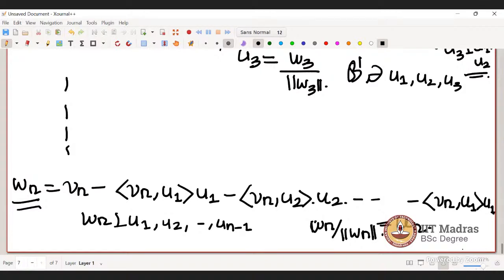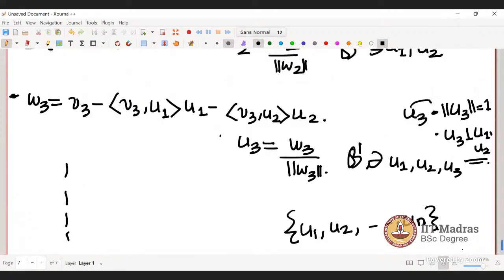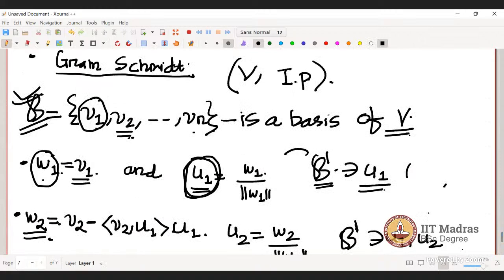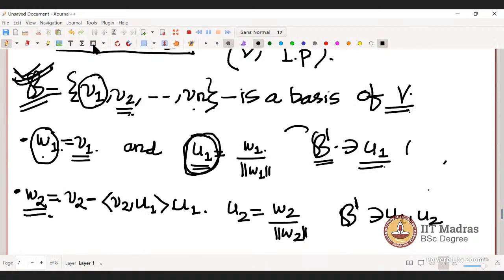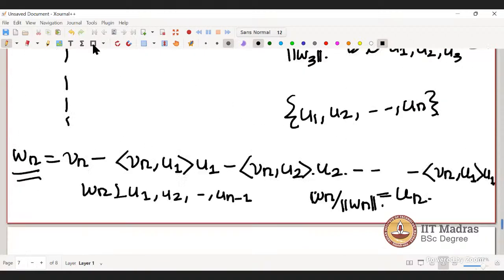So then if I do this, I will get an orthonormal basis. This orthonormal basis we are getting from this basis. If you pick some different basis, then you may get some different orthonormal set. Okay, so this process is clear, right? How we are calculating the orthonormal basis. Yes. Okay, so let me do one example.